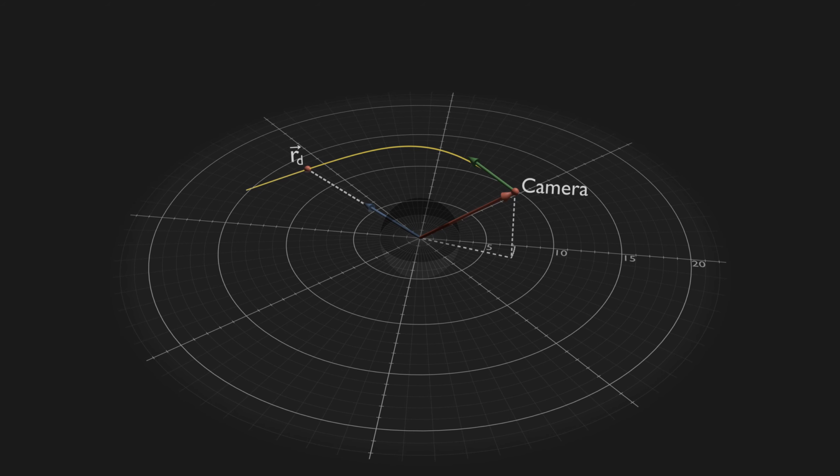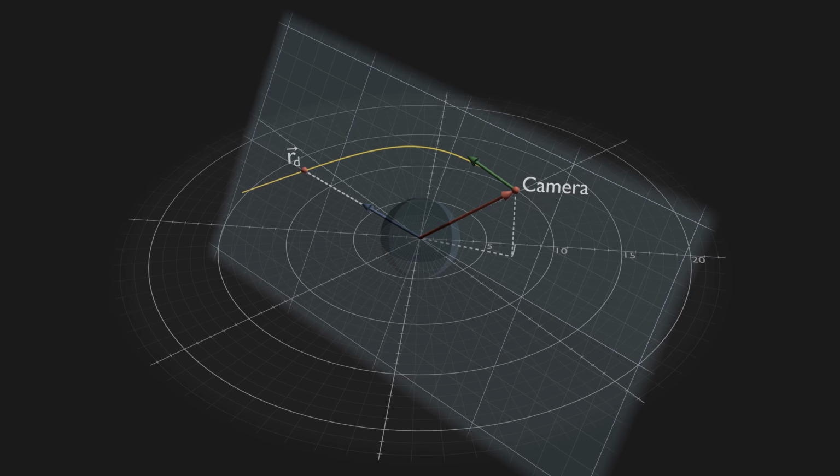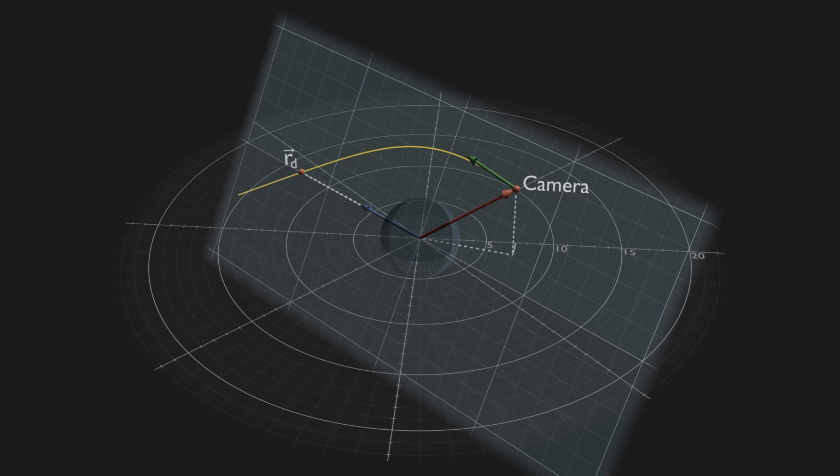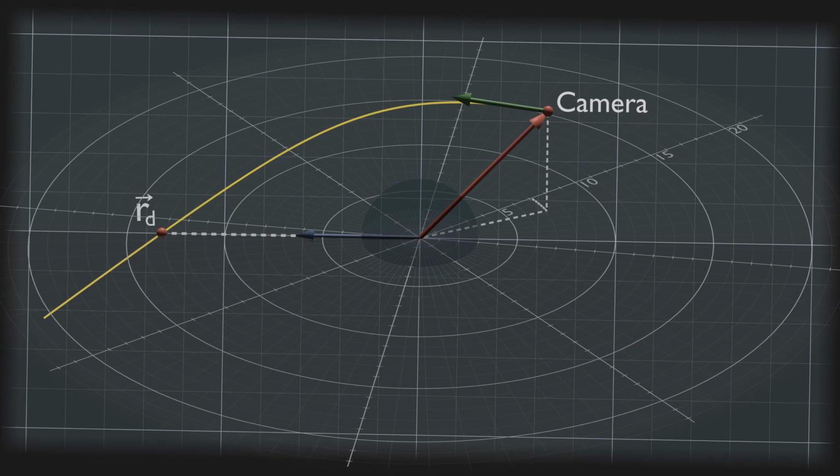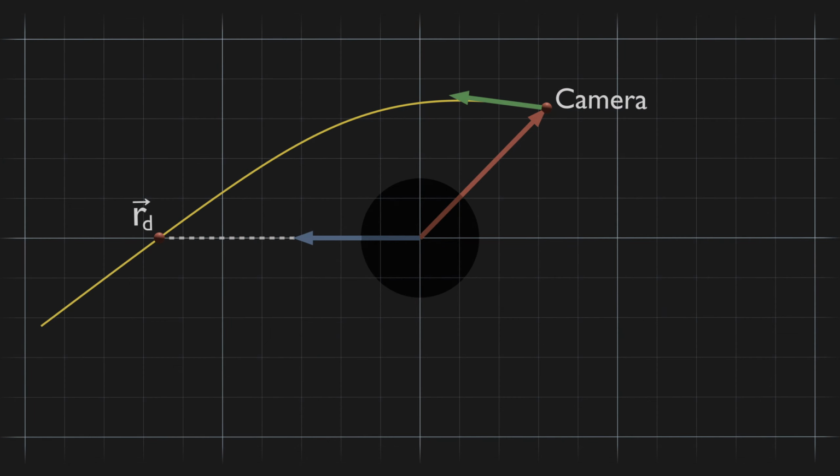We know that all three of these vectors are in the orbit plane, so let's look at this in 2D instead of 3D, since that's a bit easier to visualize. Keep in mind though that we're still looking at 3D vectors, we're just looking at them in the orbit plane. Let's give these vectors some names. We'll call the red vector rc, because it's the camera position. We'll call the view vector v, and the blue vector rd, for position in the disk.